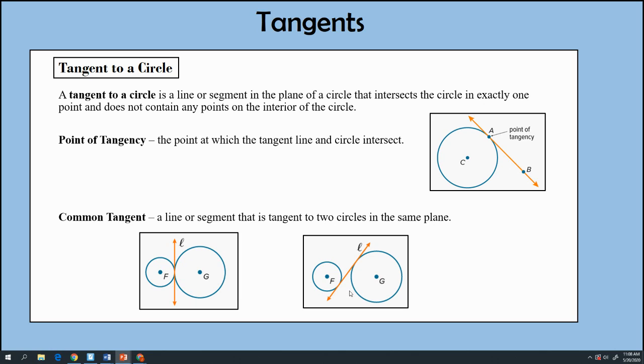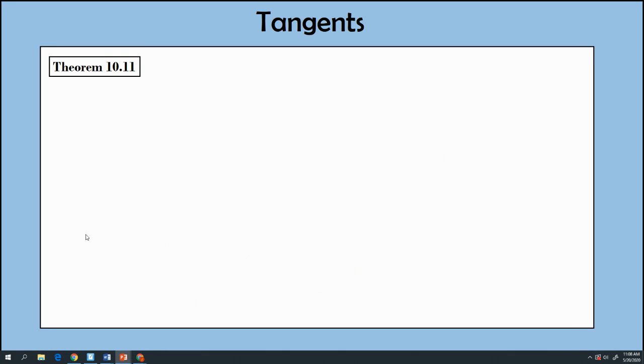All right, so a lot of times they're going to ask us, how many common tangents are there? And it'll be our job to figure out how many we could draw in a particular situation. Okay, now looking at the theorems, these are what we're going to use to actually simplify and solve some problems that involve tangent lines.